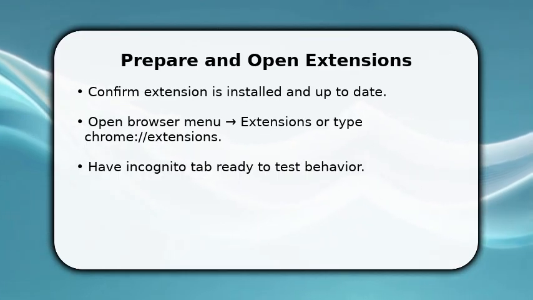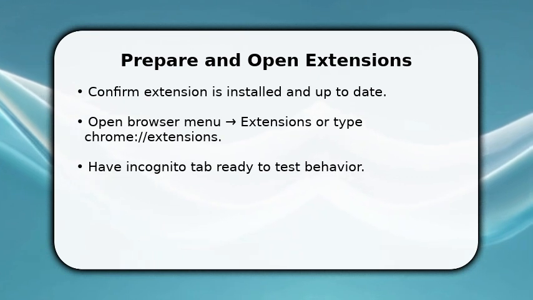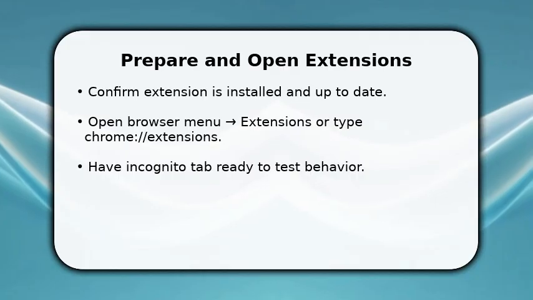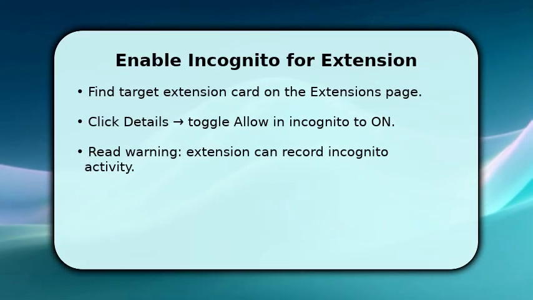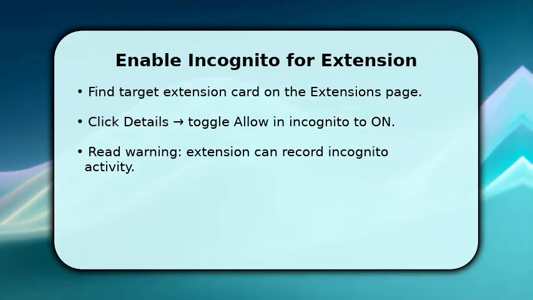You're doing this to change per-extension privacy settings so you don't alter global browsing privacy. That's why the dedicated extensions page matters. You now locate the extension's card on the extensions page and click Details to reveal its options. This step exposes the Incognito toggle.